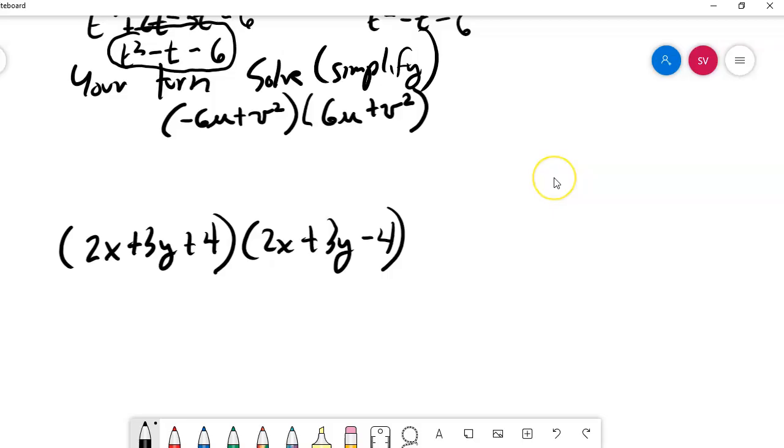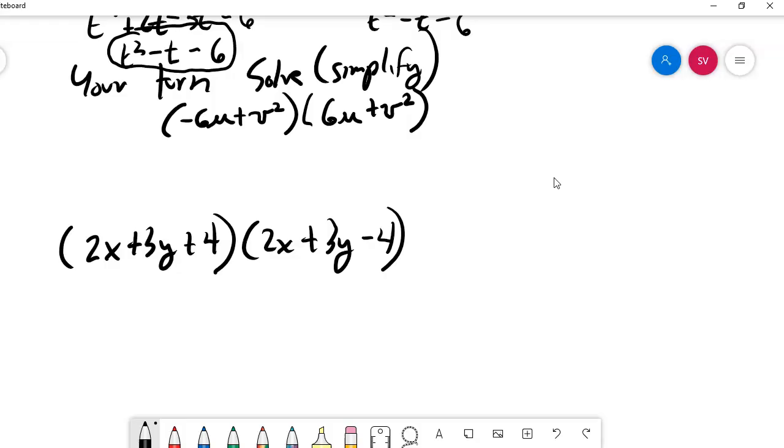So now what I'd like you to do is to take this next problem, do the FOIL method, and do the dissection distributive method to make sure that you get the same answer. So the problem reads minus 6u plus v squared times the quantity 6u plus v squared. So I recommend that you pause the video, try it, get an answer, hit the play button, see if we match our answers. Okay, let's see how we did.